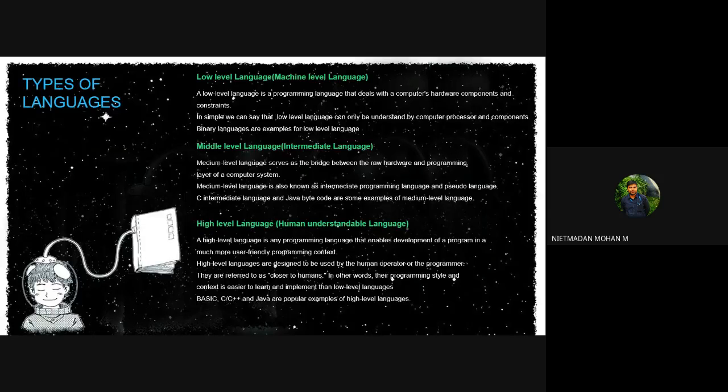So these are the three types of languages. Low level language is a machine level language, middle level language is an intermediate language, and high level language is a human understandable language.